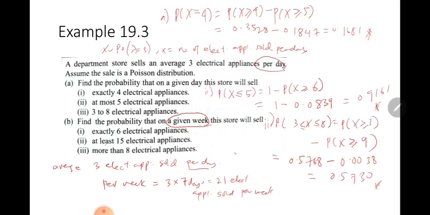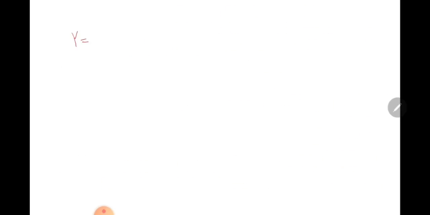Okay, so now we can define Y as the number of electrical appliances sold per week. So just now we calculated, because it's proportionate, one day is 3 appliances, so for a week of 7 days the mean will be 21 per week. Alright, so right now for B, you want to find the probability that on a given week this store will sell exactly 6 electrical appliances.